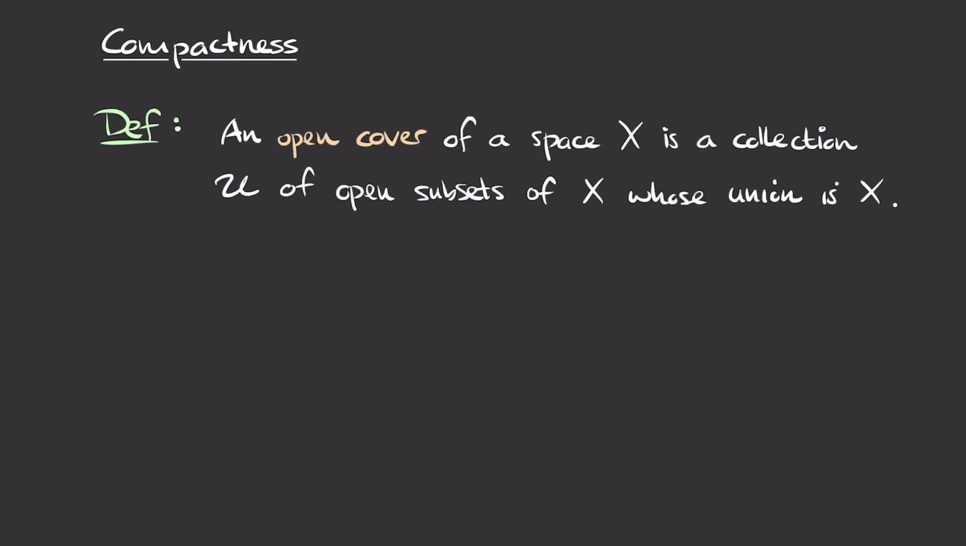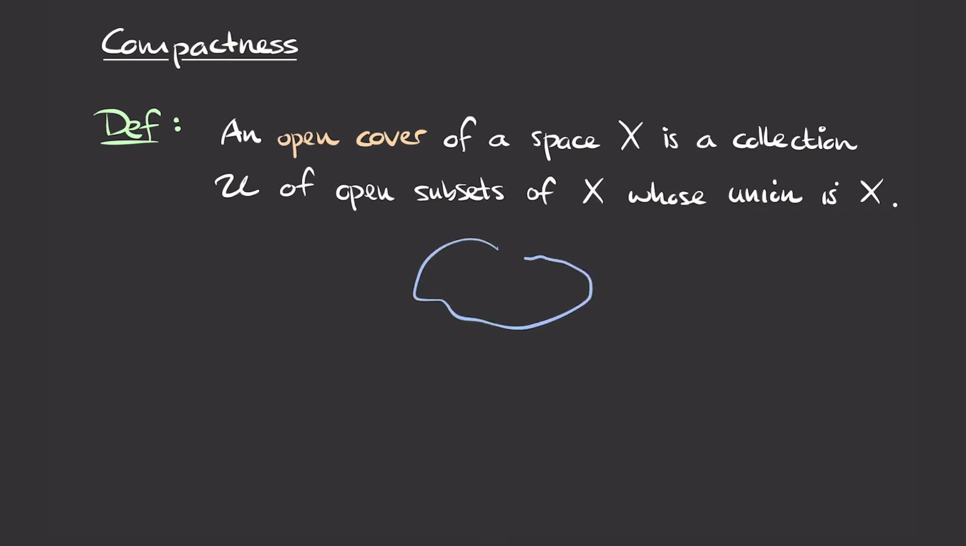The definition of compactness is phrased in terms of open covers of a topological space. So before being able to say what it means for a space to be compact, we need to define what an open cover of a topological space is. An open cover of some topological space X is nothing but a collection of open subsets of that space whose union is the entire space.